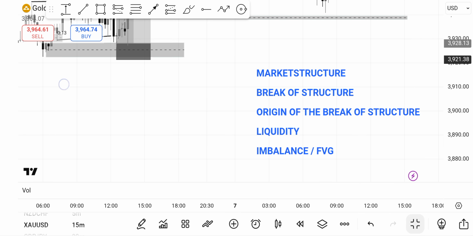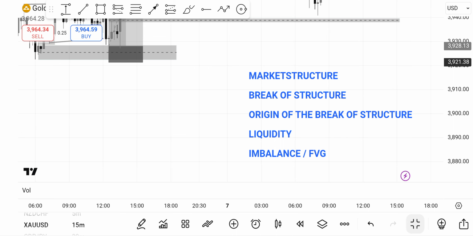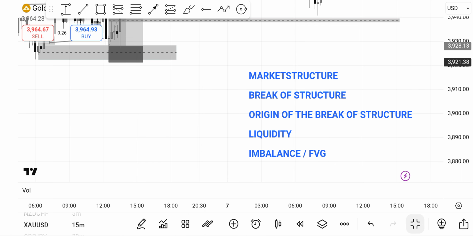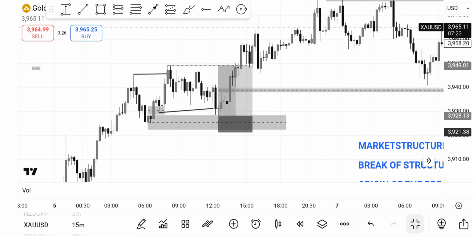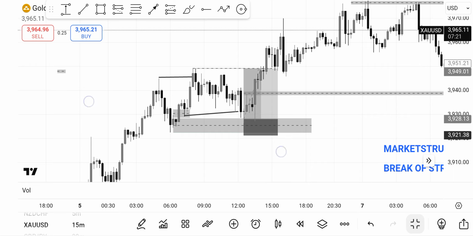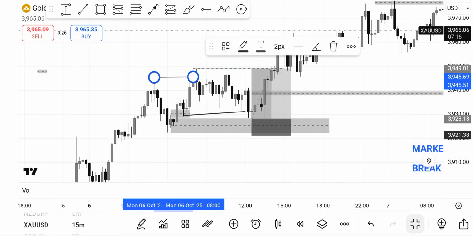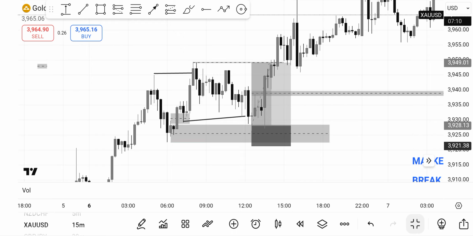So in the previous video, we talked about market structure, break of structure, origin of the break of structure, liquidity, and imbalance. So I'm going to explain to you all those concepts here on this chart. So this is a break of structure here, this is liquidity, and this is the origin. You can call it an order block or demand zone.